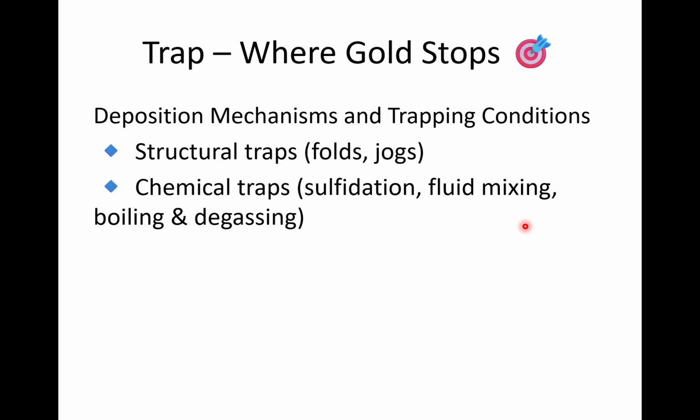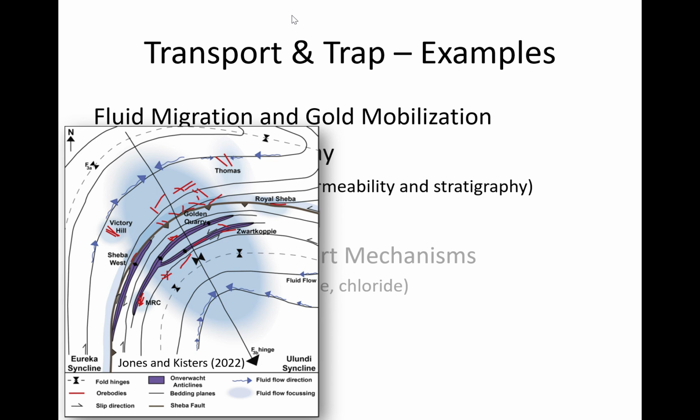The richest gold deposits often reflect highly effective trapping, a combination of structural focusing and chemical triggers that cause almost instantaneous gold deposition from large volumes of fluid. Now let's have a look at some examples of structurally controlled transport and trap models from regional to local scale.